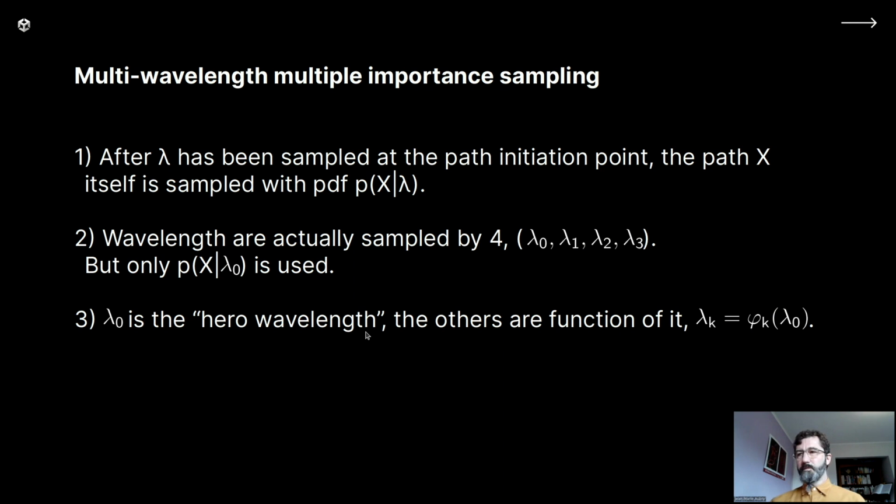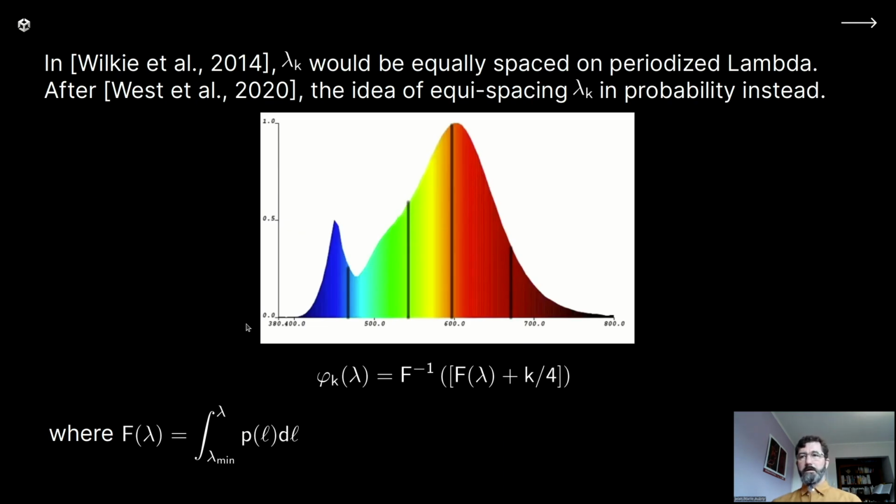And what you put in these shift functions will govern the spread of the other wavelengths. And this is where the stratification property comes from. And stratification in this case means that color noise will be greatly reduced. So we don't want to lose that.